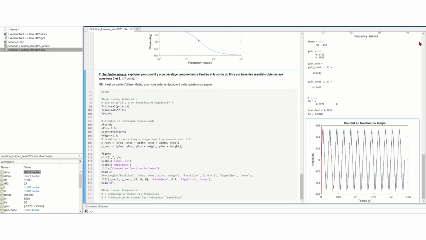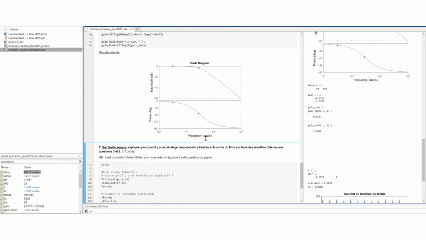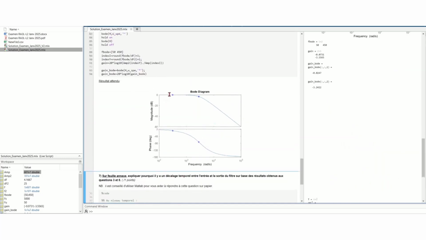Et donc l'autre possibilité, c'est de se dire qu'est-ce qui se passe au niveau fréquentiel. Et donc là, on peut aller voir le résultat qu'on a obtenu à la question 6 qu'on vient de traiter, c'est-à-dire le diagramme de Bode. Et on remarque que pour une fréquence ici de 50 Hz, on a un déphasage qui est entre 0 et moins 45 degrés. Et pour 450 Hz, on a un déphasage ici qui est proche des moins 90 degrés.